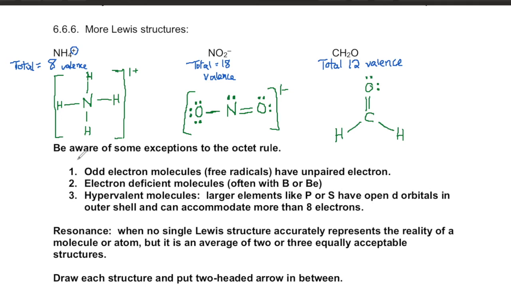All right, there are some exceptions to the octet rule. The free radicals, we are not going to see any structures here in this course, but every once in a while a molecule will have an odd number of electrons. So we're going to have some unpaired electrons in the structure.